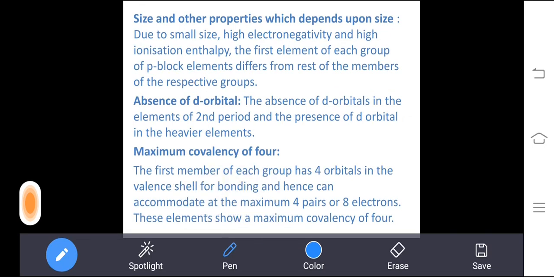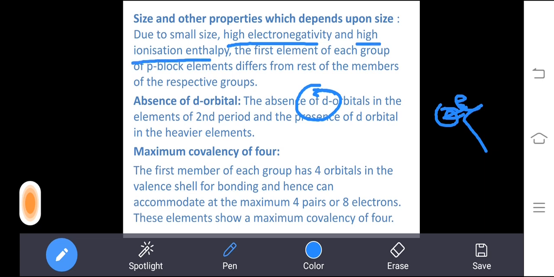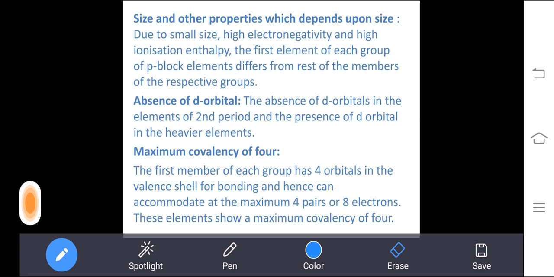Size and other properties which depend upon size. All the first elements in the p block have a small size. As already discussed, if the size is small, the electron holding capability is more, so it has high electronegativity. We can't remove the electron that easily because the size is small and the nuclear force of attraction is more, so it has high ionization enthalpy. When you compare the rest of the elements in the same group, the electronegativity and ionization enthalpy are less because the size is more. The size increases as you move down the group.